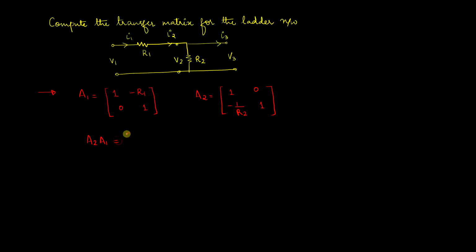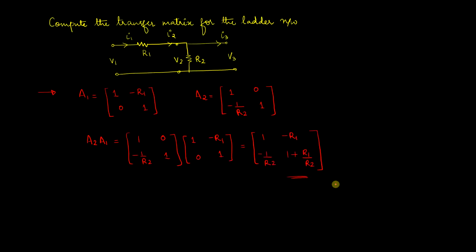So let us multiply these matrices. On multiplication we get the result: for the complete ladder network, the transfer matrix is equal to [1, minus R1; minus 1 by R2, 1 plus R1 by R2]. Now let us solve another numerical and see how to simplify further.